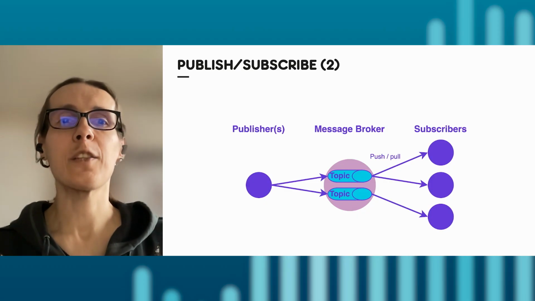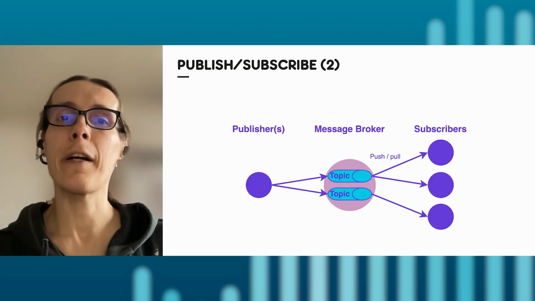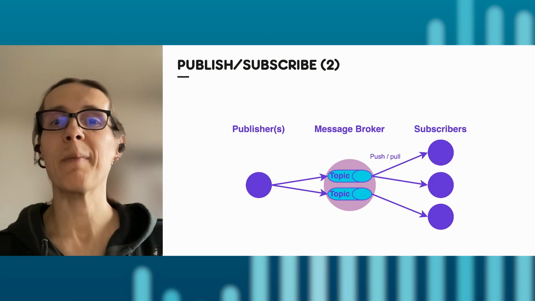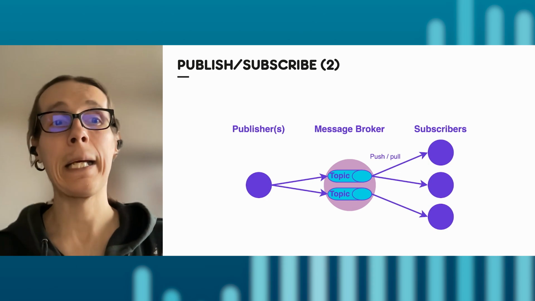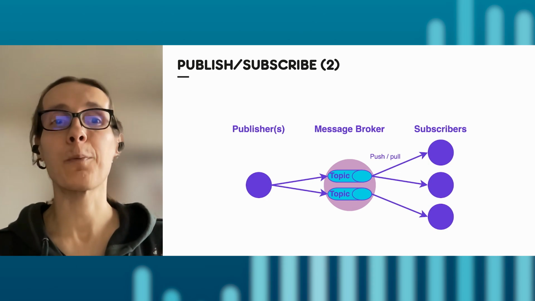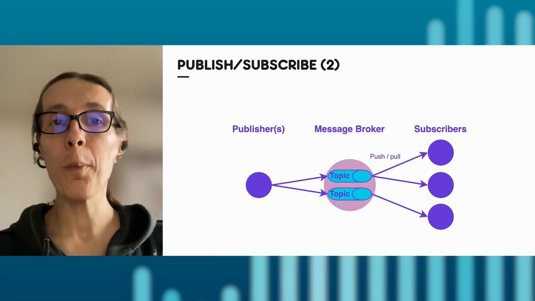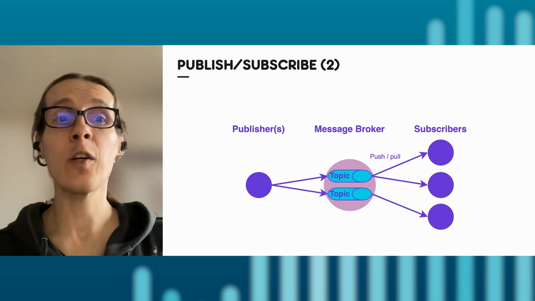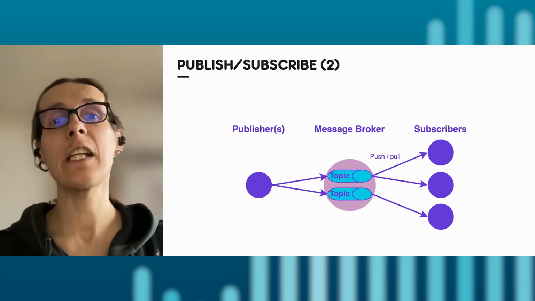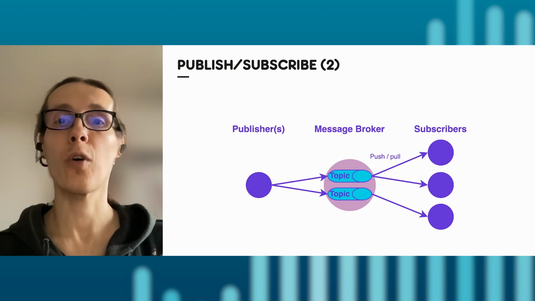The implementation of the publish-subscribe pattern varies between different solutions and applications. For example, Apache Kafka, RabbitMQ, ActiveMQ, and so on. Typically, the message broker consists of multiple topics that can have one or many subscribers. Depending on the implementation, message delivery can be based on a push or pull model.